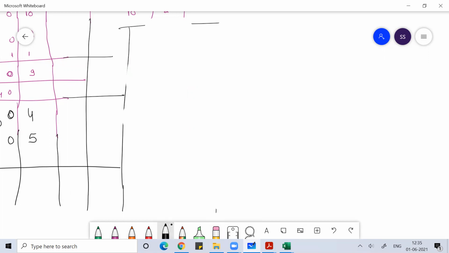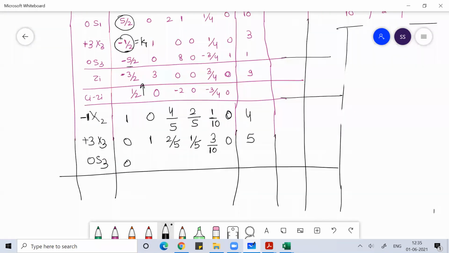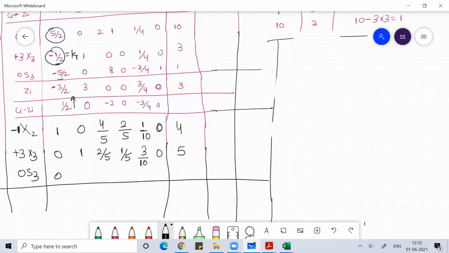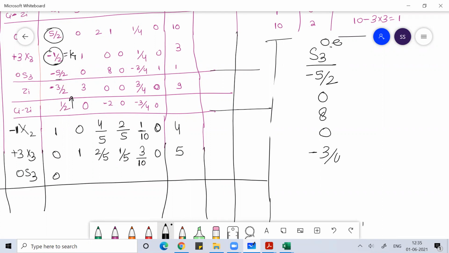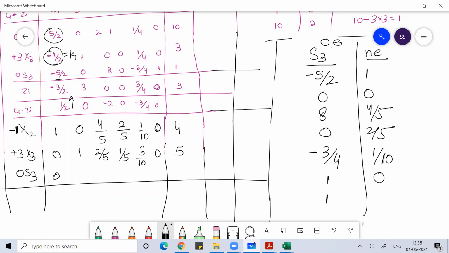So now, the way I found the earlier value, now I'll find the S3 value. If you're trying to find S3, the old element of S3 is minus 5 by 2, then 0, then 8, then 0, then minus 3 by 4, then 1, then 1. The new element you need to use is 1, 0, 4 by 5, then 2 by 5, then 1 by 10, then 0, then 4.